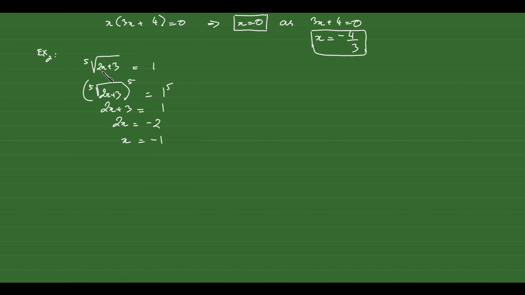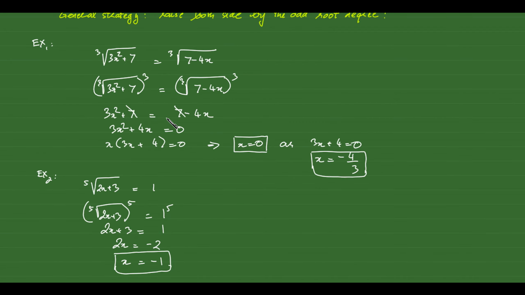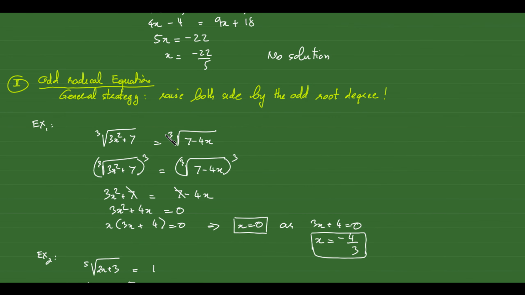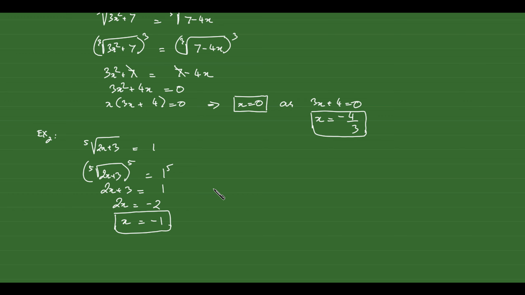And again, we have to go back and check. Negative 1 times 2 is negative 2, 3 minus 2. So yes, this is the final answer. If you know how to do the even radical equation, then for the odd radical equation everything will be very easy, super easy.